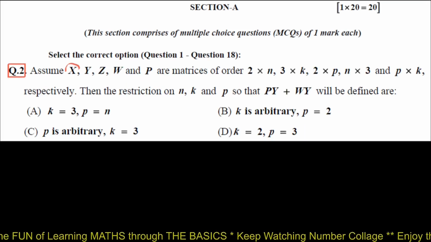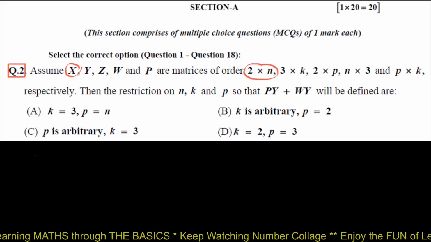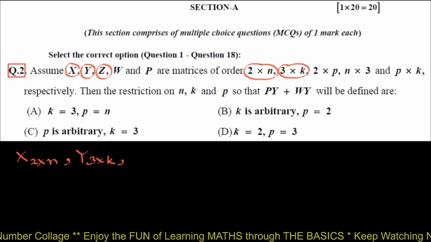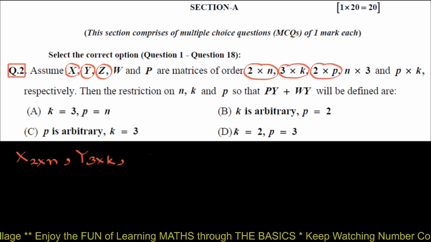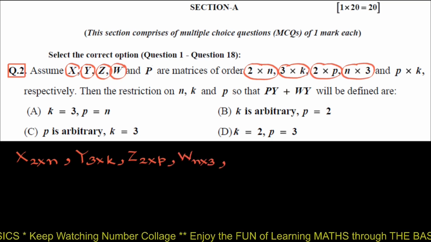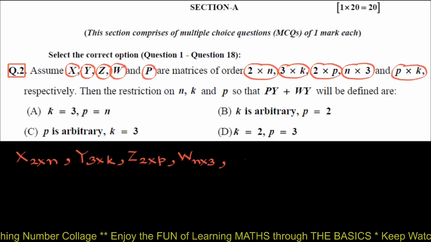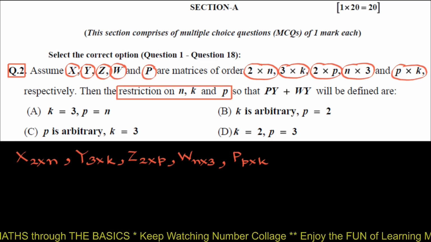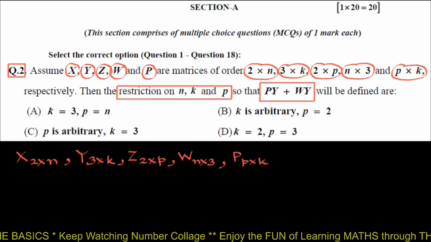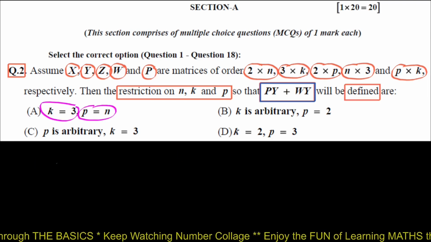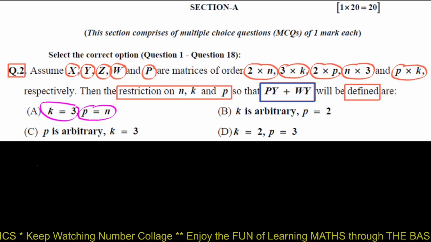The order of matrix X is 2 by n, that of matrix Y is 3 by k, that of matrix Z is 2 by p, that of matrix W is n by 3, and that of P is p by k. We have to find restrictions on n, k and p so that PY plus WY will be defined. Before we find its answer, let us understand some basics.